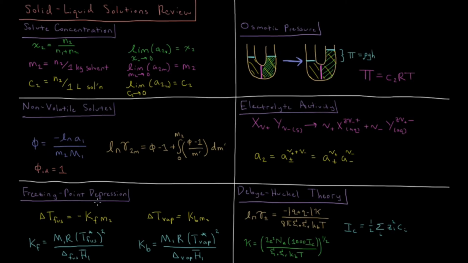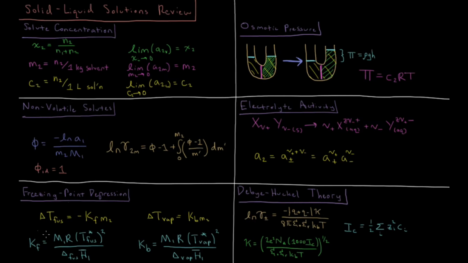Colligative properties are those which do not depend upon the identity of a given solute. They only depend on the concentration of the solute. Some colligative properties include freezing point depression and boiling point elevation. In freezing point depression, the change in the freezing point or the melting point of a solvent is equal to a negative constant times the molality of the solute. So it doesn't depend on what the solute is, it just depends on its concentration, its molality.